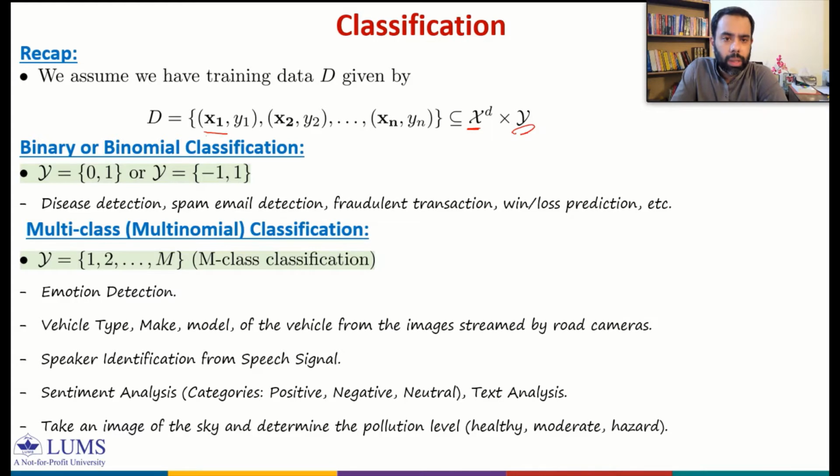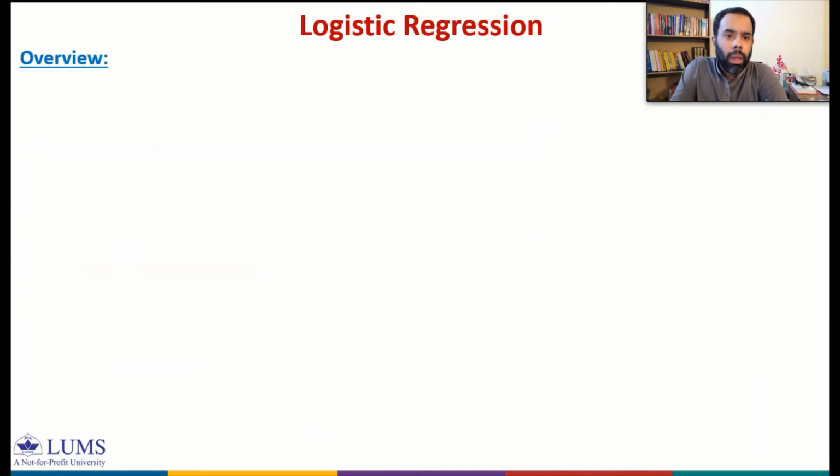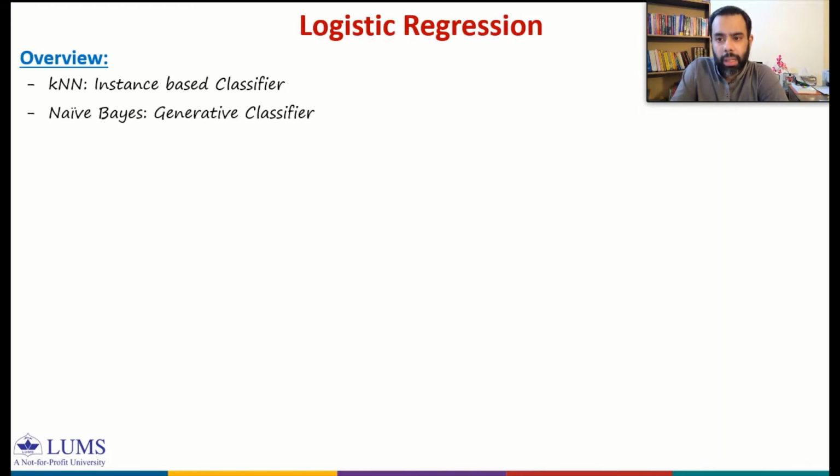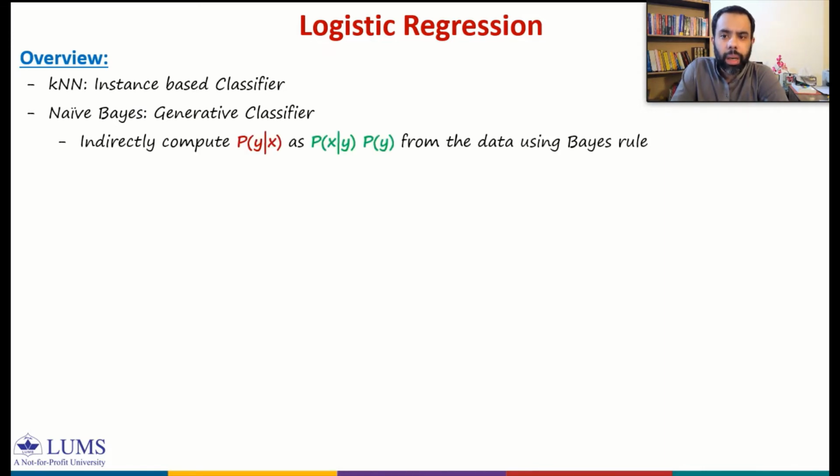Let's start with logistic regression. When we talk about classification tasks, we studied one algorithm in the very beginning of the course, and that was k nearest neighbor, which was an instance space classifier. And then we recently studied the naive Bayes classifier, which belongs to the class of generative classifiers. In naive Bayes, we indirectly compute the probability of y given x, the posterior probability, as likelihood times prior, and we simply use Bayes rule to relate these two probabilities.